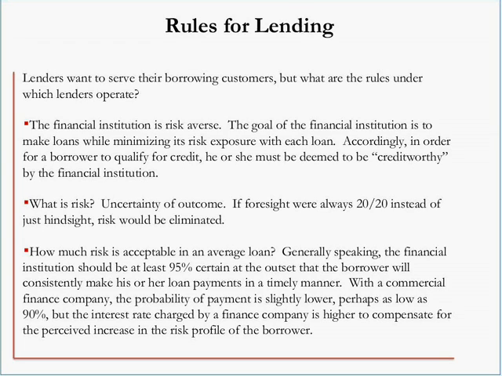With a commercial finance company, the probability of payment is slightly lower, perhaps as low as 90%, but the interest rate charged by the finance company is higher to compensate it for the perceived increase in the risk profile of the borrower. So you're going to pay a higher interest rate if you're perceived to have more risk. If the only source of capital that's available to you to finance receivables or inventory or perhaps fixed assets is a finance company, just know that you want to use that as an interim step if you possibly can, and get yourself to a bank. The simple reason is that bank financing is going to be cheaper than finance company financing. That's the way it is.